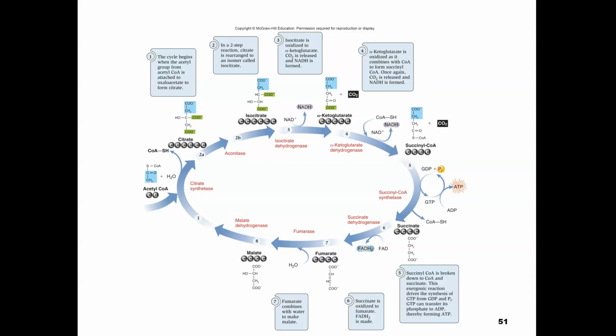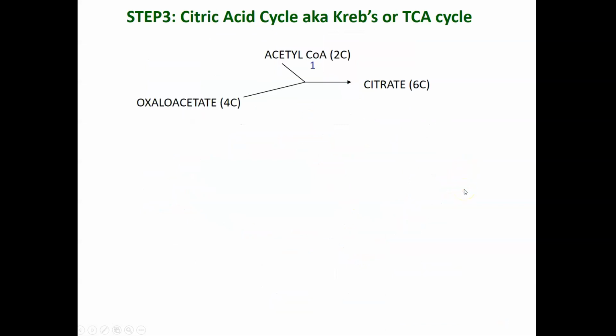Again, we aren't going to expect you to memorize these structures. If you take biochemistry later on, you will get to do that then. But for all intents and purposes, what we want you to understand is that for our 2 acetyl-CoAs that came into this process, we are going to have a net production of 6 NADHs, 2 FADH2s, and 2 ATPs.